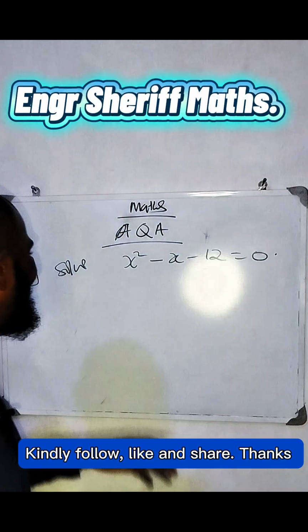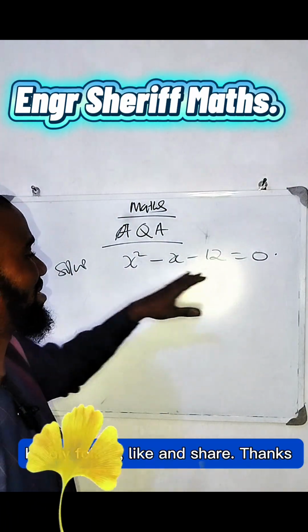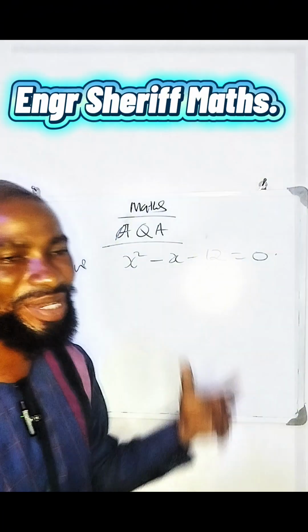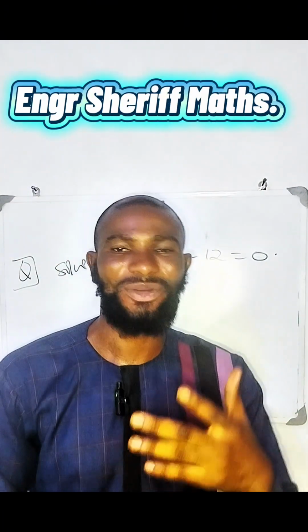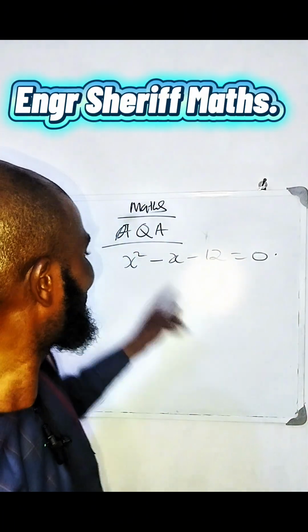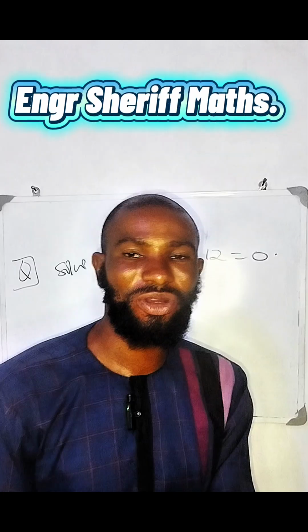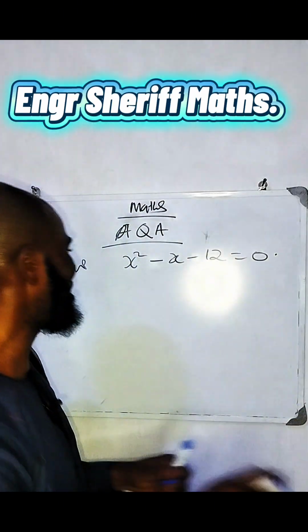I don't know why most students are struggle with this kind of question: x squared minus x minus 12 is equal to 0. And this is simply a quadratic equation. And what's a quadratic equation? Any equation in which the highest power of the unknown is 2 is simply called a quadratic equation. It's very simple to solve.